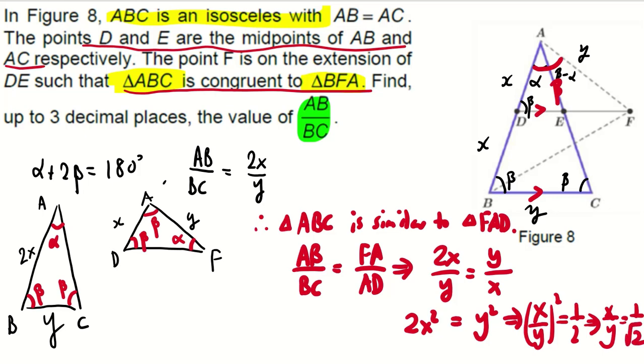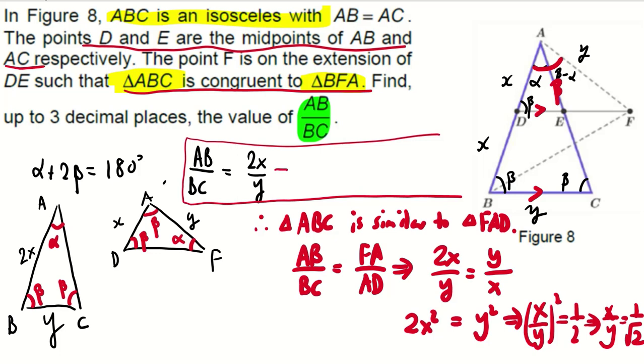From the question, we are asked to find the value of AB over BC, which we know is equal to 2X over Y. Therefore, 2X over Y equals 2 over the square root of 2, which is the square root of 2. So the value of the square root of 2 up to 3 decimal places is 1.414. And therefore, 1.414 is the answer for this question.